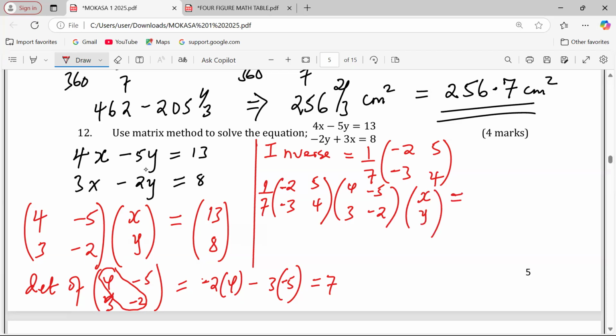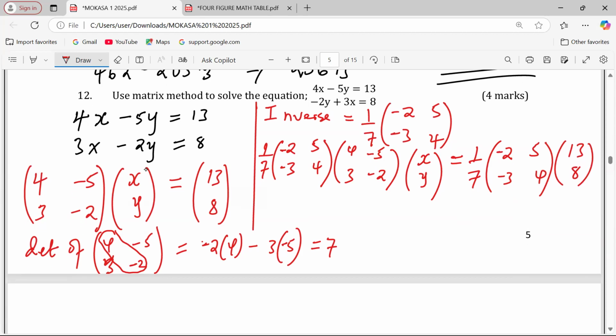So that now we have 4, negative 5, 3, negative 2, times x y. This is equal to 1 over 7, negative 2, and we also multiply this side, negative 3 by 4, with 13 and 8 that way. At this stage we say a matrix multiplied by its own inverse gives us the identity matrix. The identity matrix is 1, 0, 0, 1. We are still having our x y here.